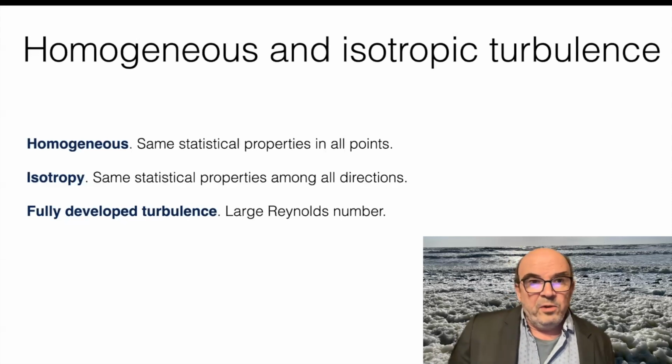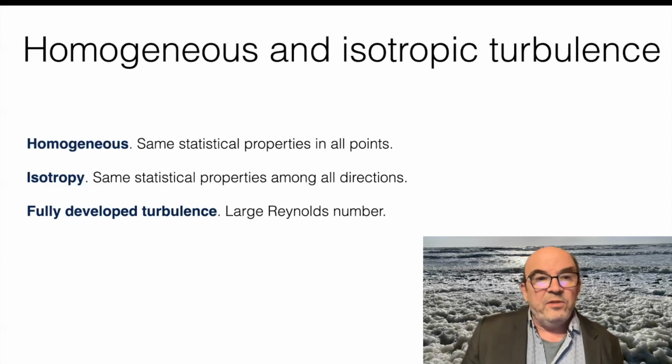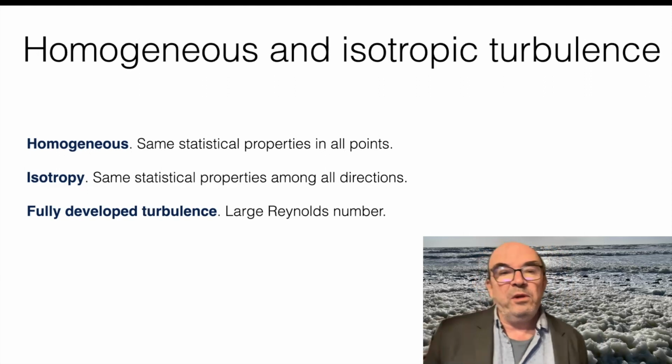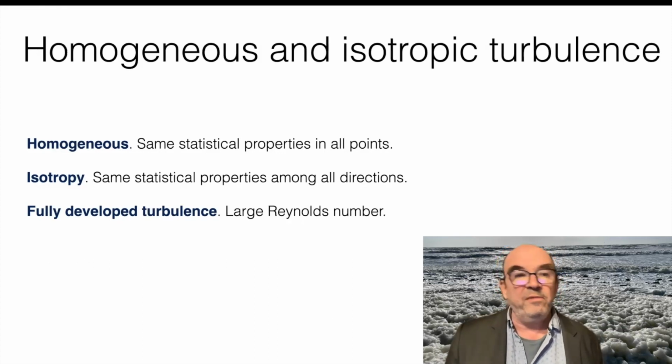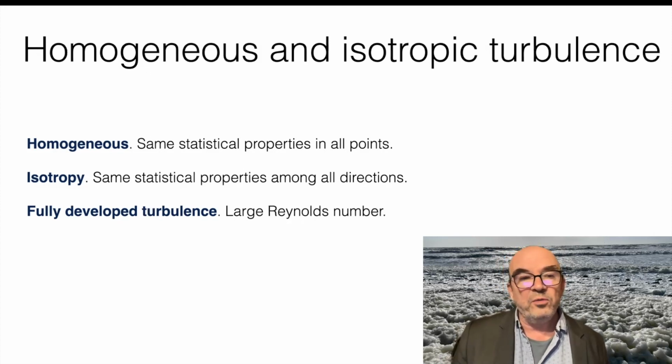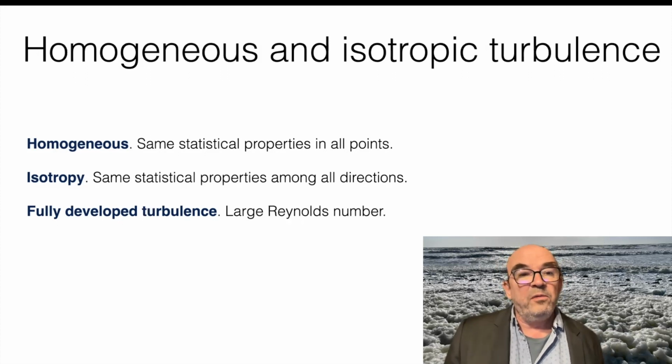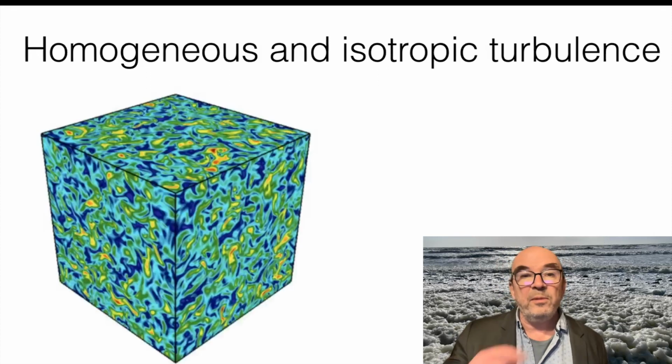So when we speak about homogeneous and isotropic turbulence, we mean the following properties. Homogeneous means that we have the same statistical properties in all points, so it means we are far from boundaries. Isotropy means we have the same statistical properties in all directions, and we also assume a fully developed turbulence regime, so we have a large Reynolds number.